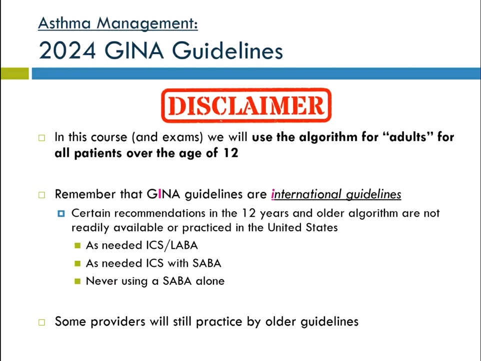Remember that all of the things you're going to see in the guidelines might not be what you see in practice here in the States. Different providers might use different things because they're following what works best here, based on our environmental factors, our patient population, and things like that. So you may see an as-needed ICS plus LABA. You may see an as-needed ICS when using a SABA. You may see never using a SABA alone. Some providers also practice by open guidelines. Remember that they're international guidelines. Okay?